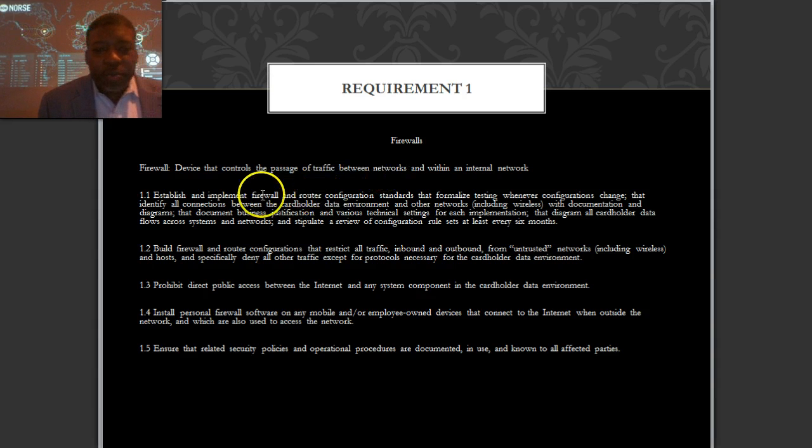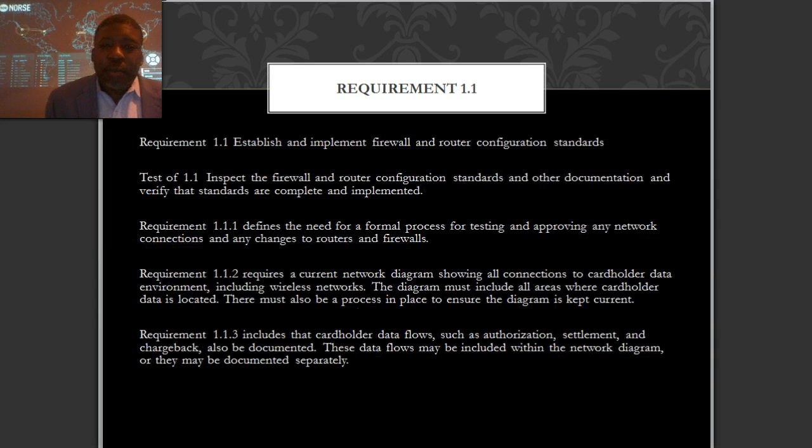All right, so you can see these subsets: 1.1, 1.2, 1.3, 1.4, and 1.5 of requirement number 1. So let's talk about each one of these in depth. All right, let's go. 1.1, establish and implement firewall and router configuration standards. All right, so 1.1, in order to do that, I have here how you test that particular requirement.